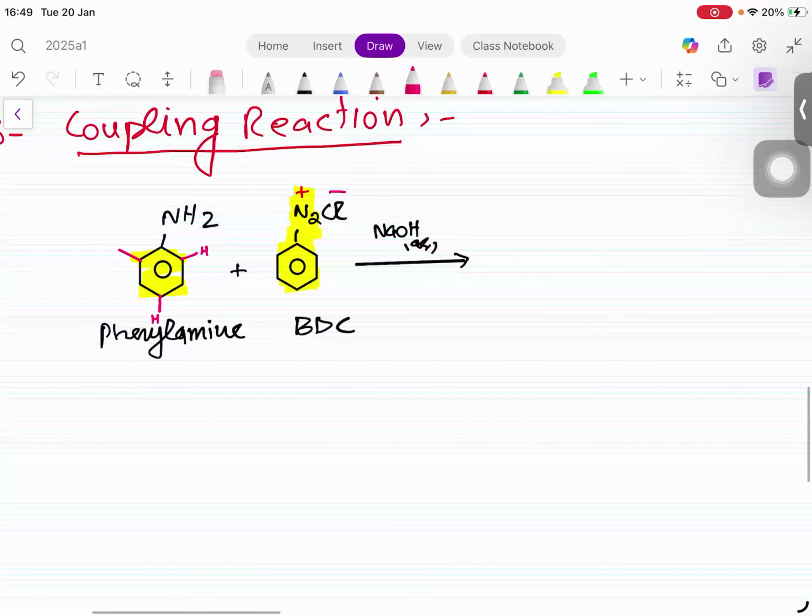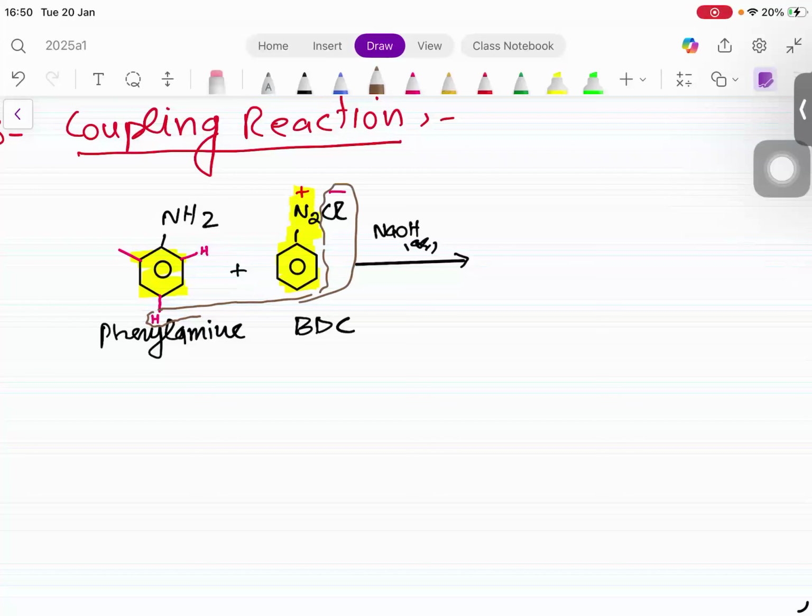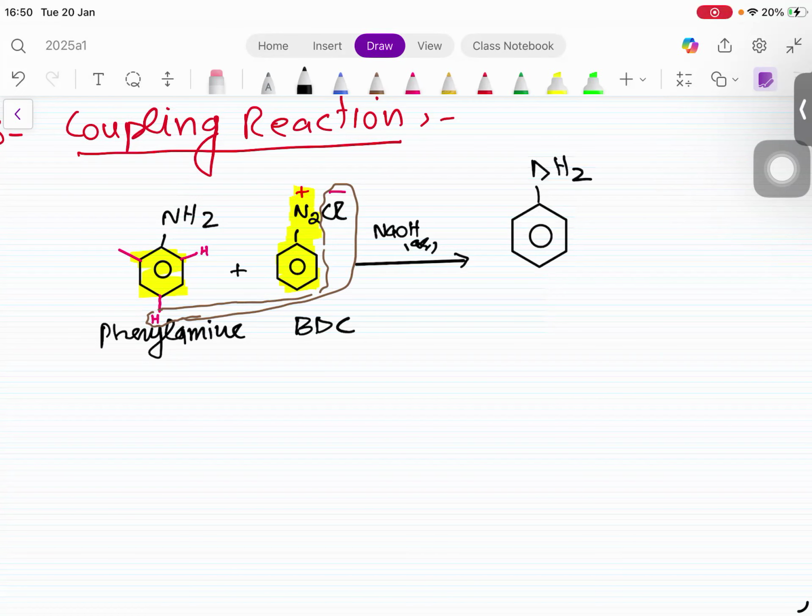So what happens now? In other words, this hydrogen, look at this, will combine with this Cl to form HCl, and the other part, the electrophile part, is going to take the place of this hydrogen. So what is the product formed? Now this is interesting. The product has the upper ring with NH2, right? And down there is N2 and then a benzene ring here. So this is the compound that is formed.